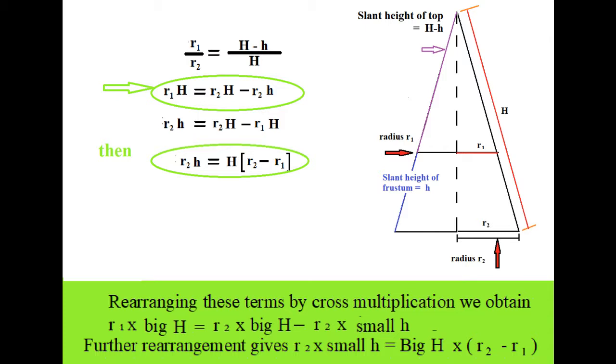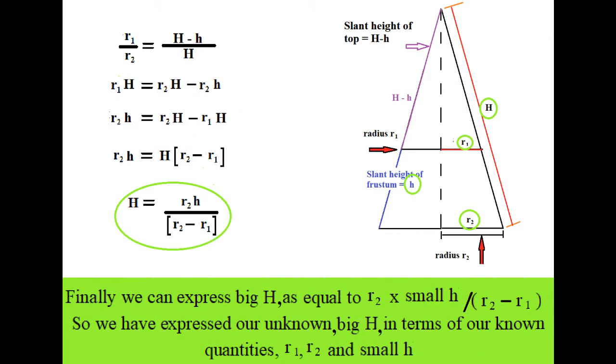Further rearrangement gives R2 times small h is equal to big H times (R2 minus R1). Finally, we can express big H as equal to R2 times small h over (R2 minus R1). So we have expressed our unknown big H in terms of our known quantities R1, R2, and small h.